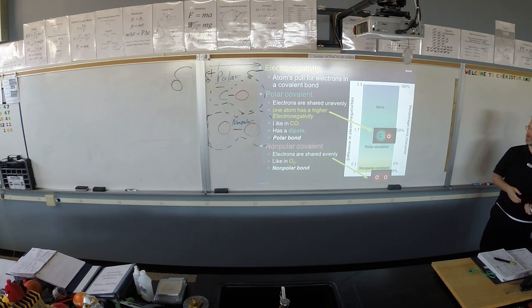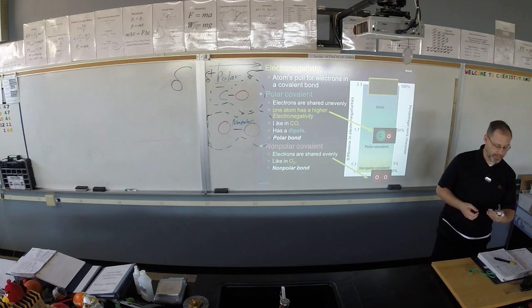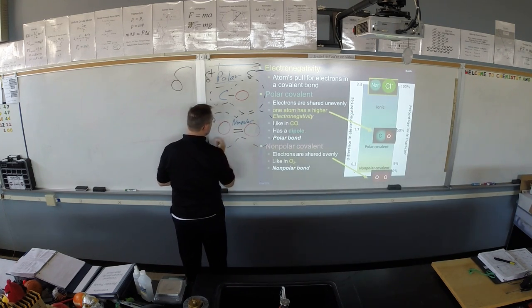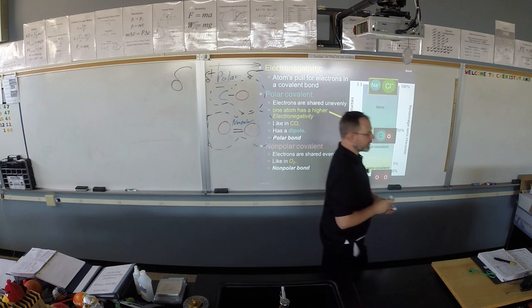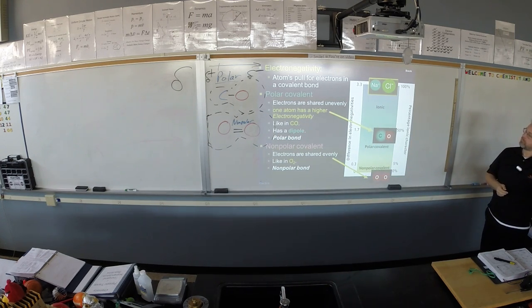So in a nonpolar bond, the electrons are shared evenly, like in O2. Although, just go ahead and be accurate: in O2, we'll find out later on that this is actually a double bond. We're going to learn about how that is and why that comes about today.